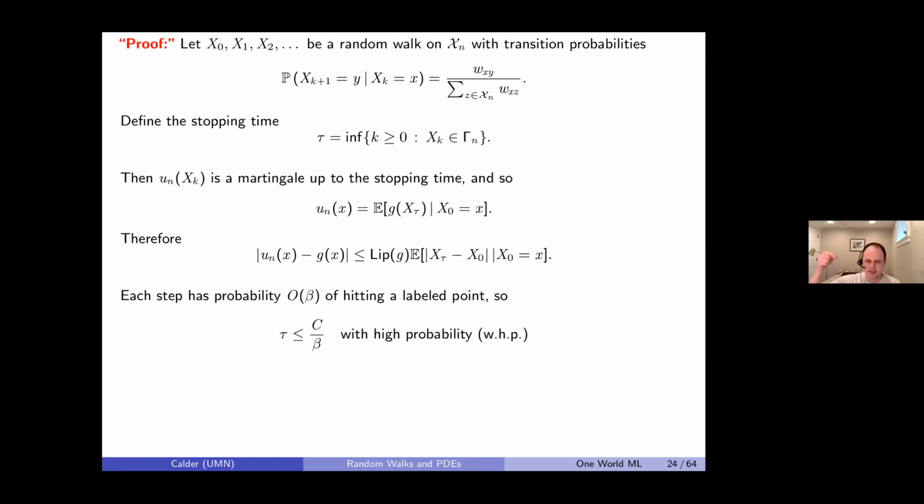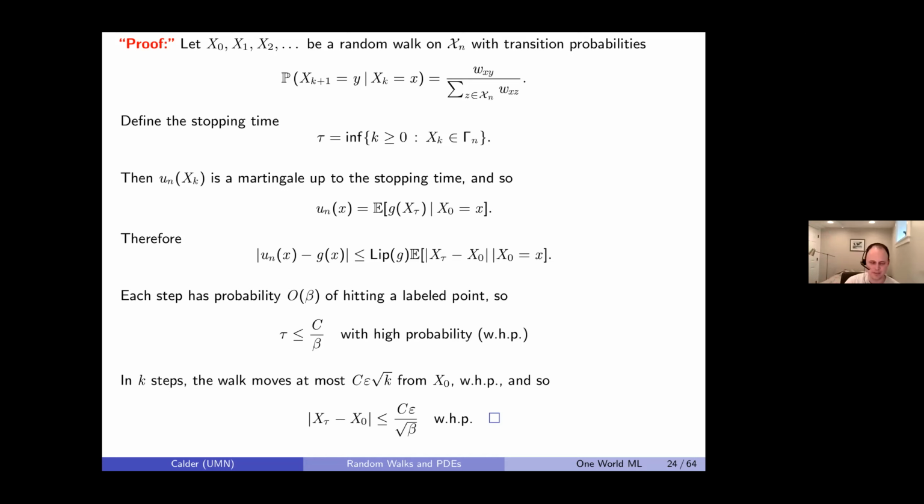So at every step of the walk, you have roughly probability beta of jumping to a labeled point and stopping. So the number of steps until you stop is like 1 over beta, essentially. It's just a geometric random variable. And then you ask how far does the walk move in 1 over beta steps. For a simple random walk going by epsilon each time, it would go square root k times epsilon in k steps. And you can prove the same thing holds for random walks on random geometric graphs. So if you plug in 1 over beta for k here, this gives you the epsilon over root beta rate. That's how far the random walk moves with very high probability before stopping.